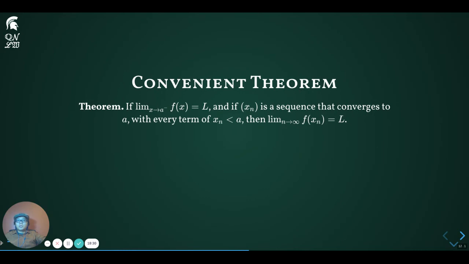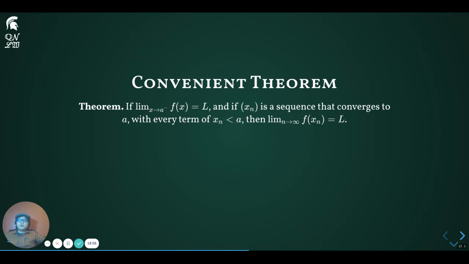We will conclude this discussion with a convenient theorem. If the limit from below of f at the point A exists, and the limit equals L, then if x_n is a sequence that converges to A with every term of x less than A, then the limit of the sequence whose terms are f of x sub n converges to L.